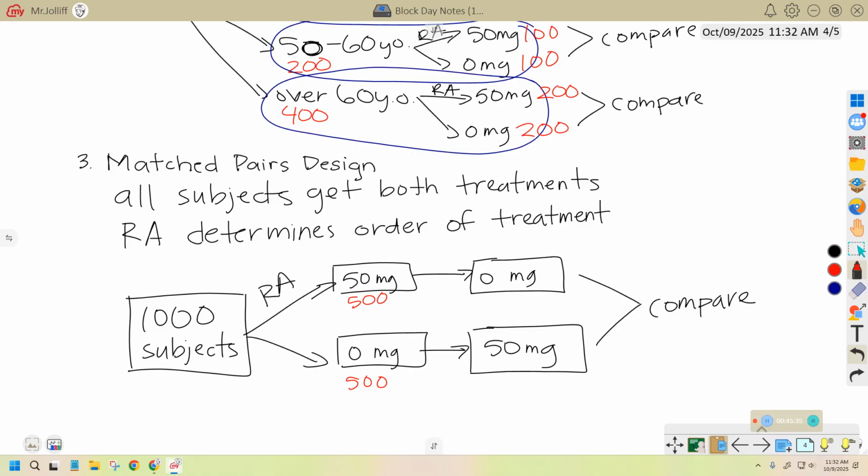That's very uncommon. This is way more common because this doesn't require us to have two identical humans. It's the same human getting both. When you look at twin studies, they often fall in this category where we're doing two different treatments, one to one twin, one to the other. Okay, questions on matched pairs design?